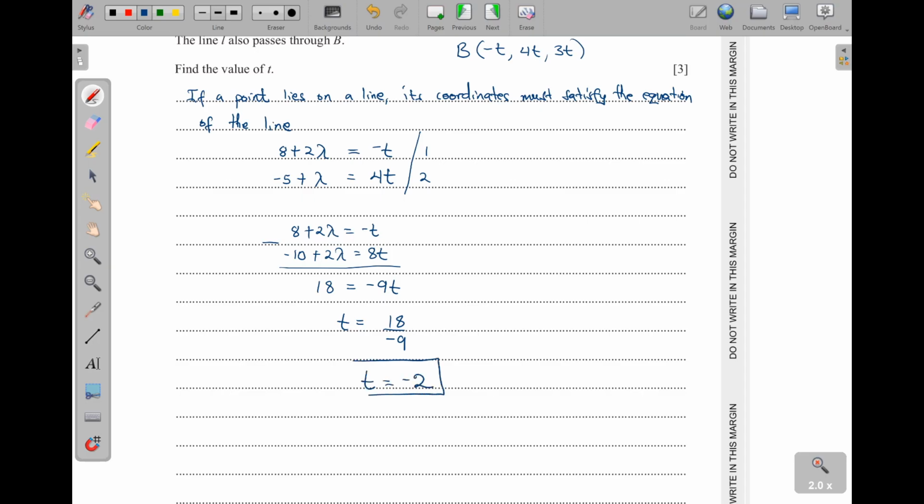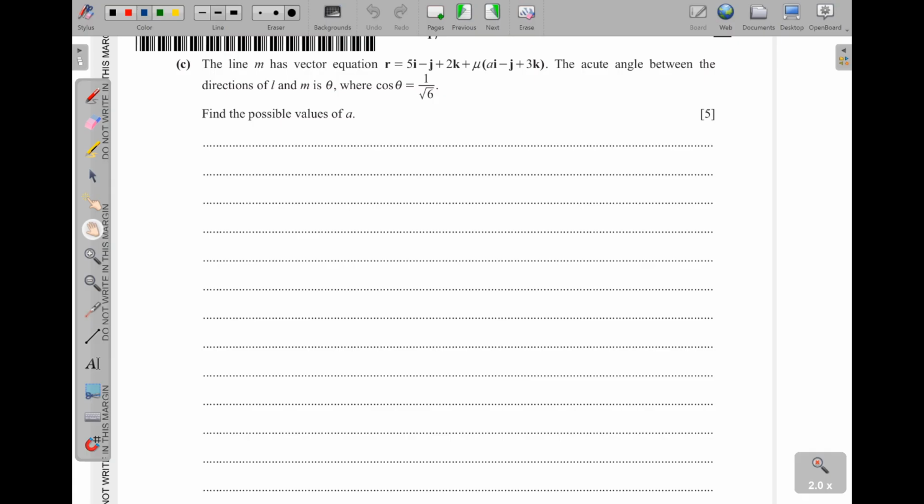But see, the line M has the vector equation r is equal to 5i minus j plus 2k, plus mu into a i minus j plus 3k. The acute angle between the directions of L and M is theta, where cos theta is 1 over root of 6. Find the possible values of a. So that means it is more than one value.